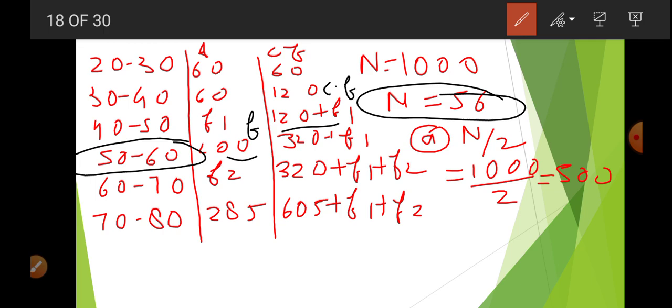Okay. Now we are going to put in all the values. So it will be M is equal to L1 is 50.